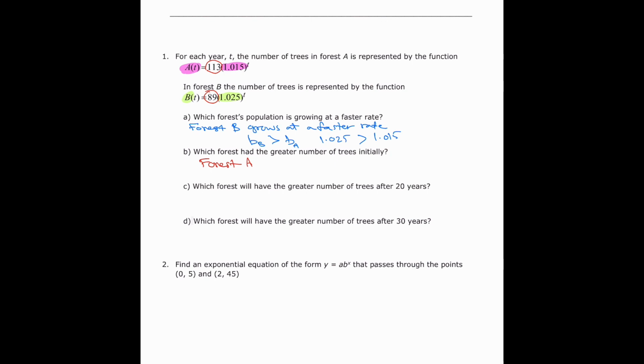Which forest will have the greatest number of trees after 20 years? So we're going to substitute t equals 20, and compute a of 20, which is 152.20, so approximately 152 trees. Forest B, so b of 20 is equal to 145.8, so forest A will have the greater number of trees after 20 years.